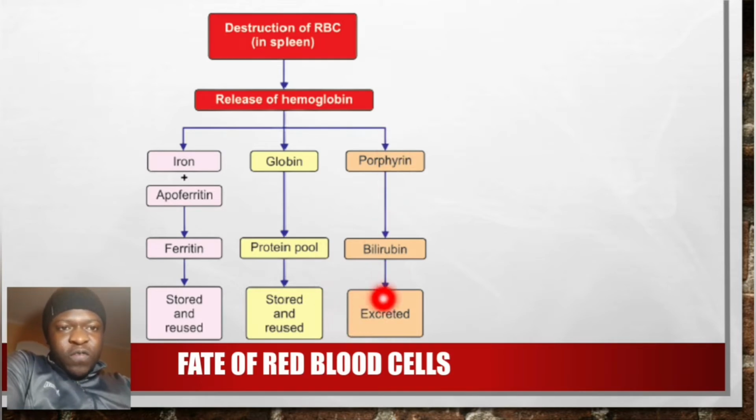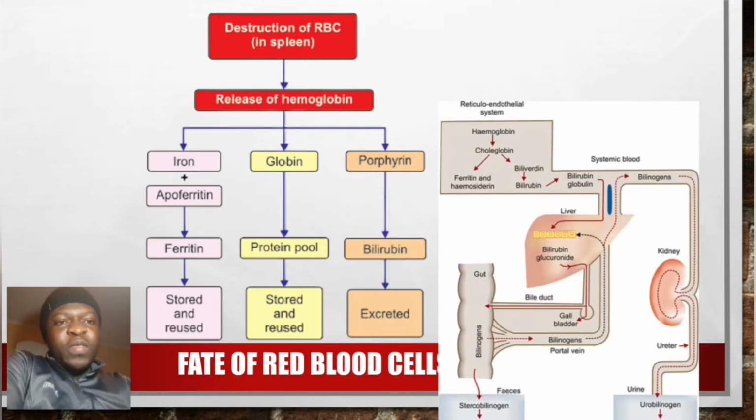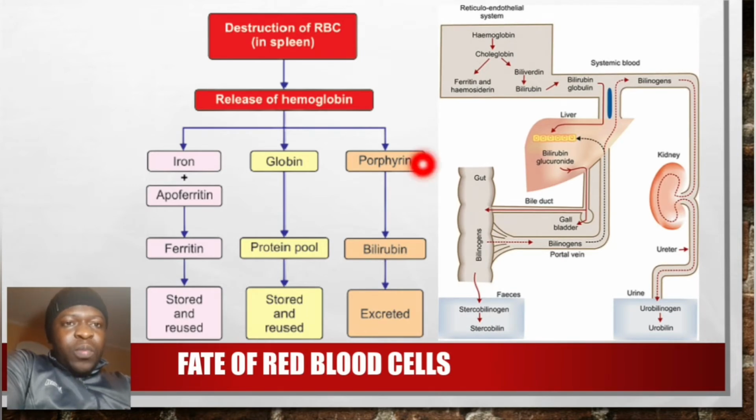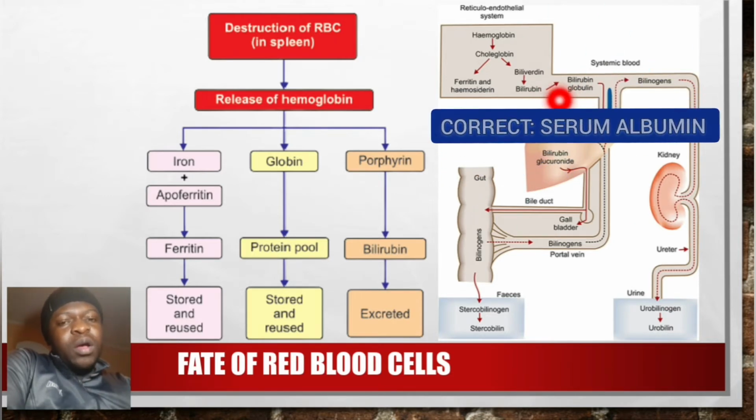So let's follow this pathway a little further. I hope you can see this. Again, hemoglobin, in this case, we have ferritin and hemosiderin, the ones I mentioned here. And on the other side, we have biliverdin. Biliverdin is converted to bilirubin. Bilirubin is combined with globulin. Globulin is a transport protein.